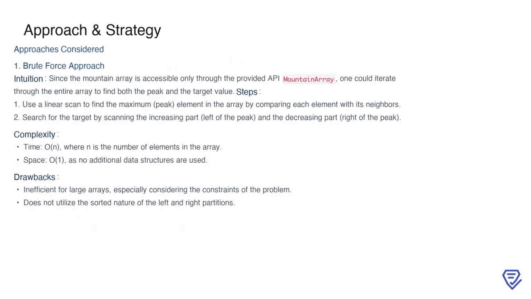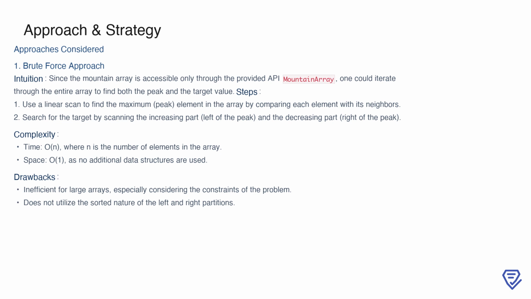To solve the find in mountain array problem, one approach we can consider is the brute force method. The idea here is straightforward. Since we can only access the array elements through the provided mountain array API, we start by performing a linear scan to identify the peak element, which is the largest value in the array. This can be done by comparing each element with its neighbors until we find the maximum.